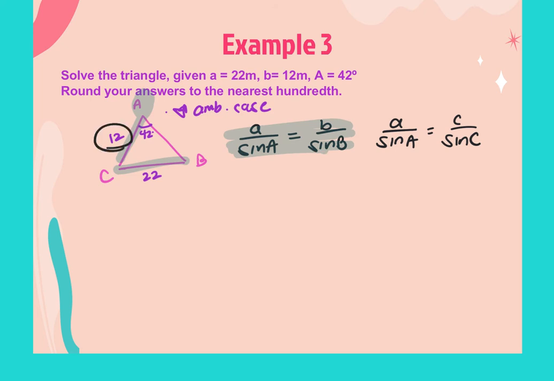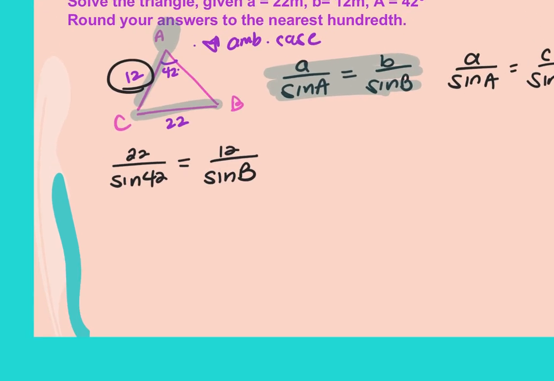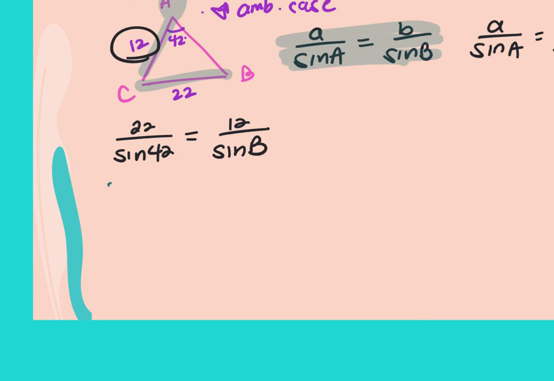So I'm going to do A, which is 22, over the sine of angle A, which is 42, equals side B, which is 12, over the sine of angle B, which is what I don't know. Then I cross multiply. 22 times the sine of B equals 12 times the sine of 42. And then I divide.